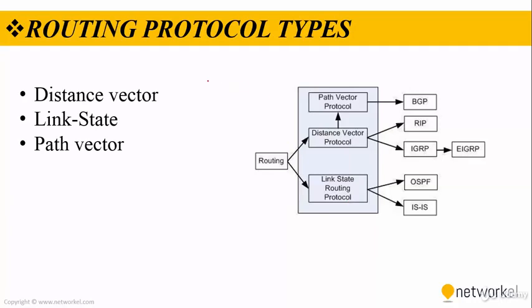And here are the routing protocol types. We have three types of routing protocols, and they are distance vector, link state, and path vector. Distance vector protocols route according to hop count. Every router knows only as much as its neighbor tells it. There's no network map on the routers, and we can give RIP and EIGRP as examples of distance vector protocols.